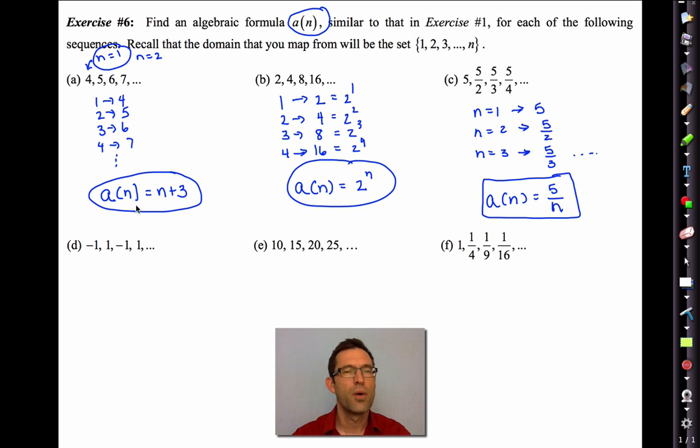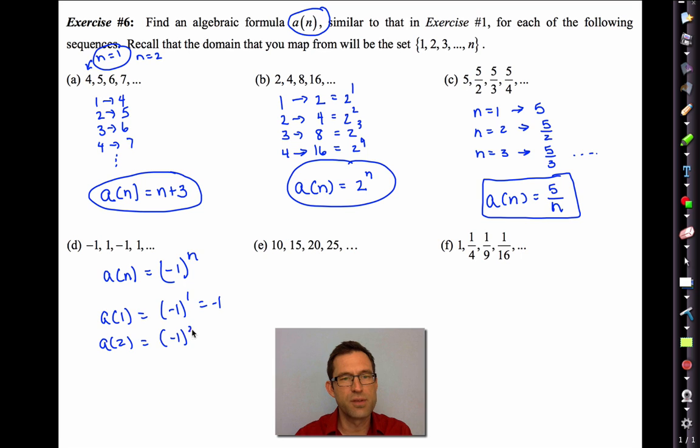All right. Well, again, there's many that would work, but here's the classic. Right? A of n equals -1 to the n. Because if I put 1 in there, I'll get -1 to the first, which will be -1. If I put 2 in there, I'll get -1 squared, but that's +1. If I put 3 in there, that'll give me -1 cubed, but that'll be -1, etc.